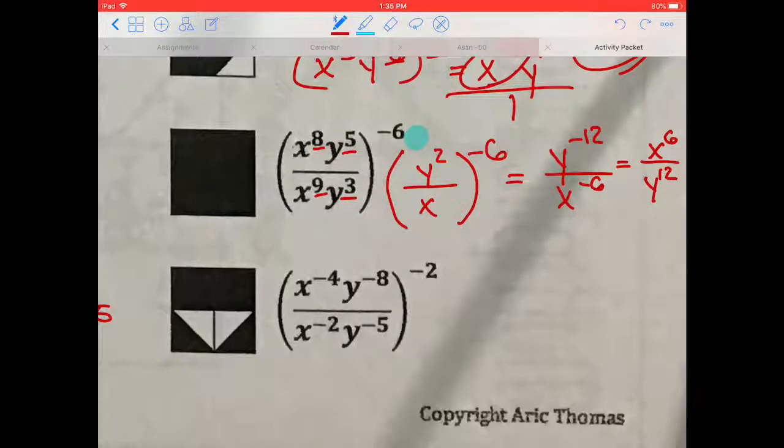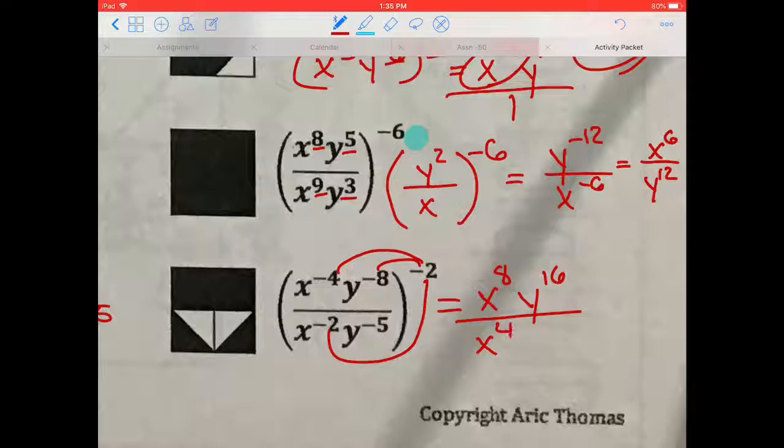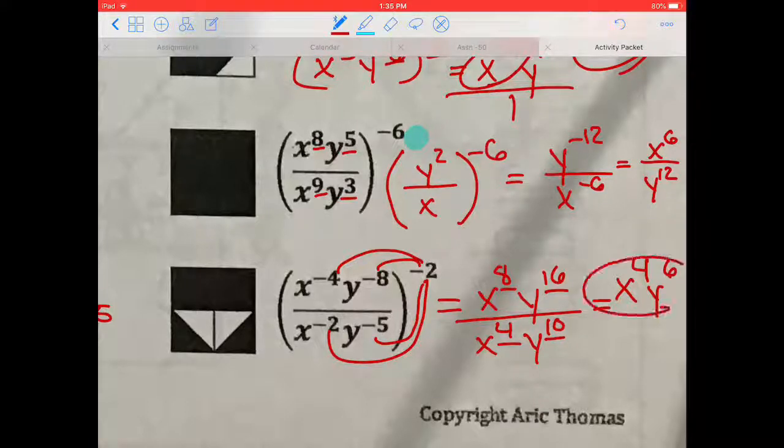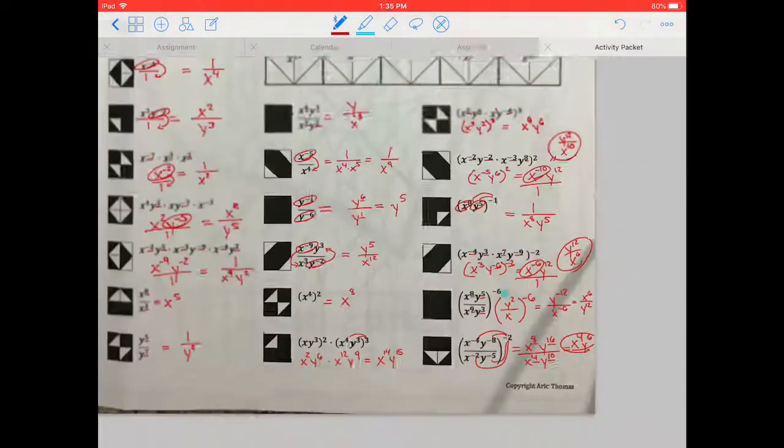Does that make sense? So, for example, x to the 8th power, y to the 16th power, x to the 4th power, y to the 10th power. And then all I have to do is the quotient property, which is to subtract. So 8 minus 4 is x to the 4th power. 16 minus 10 is 6. There you go. Final answer.